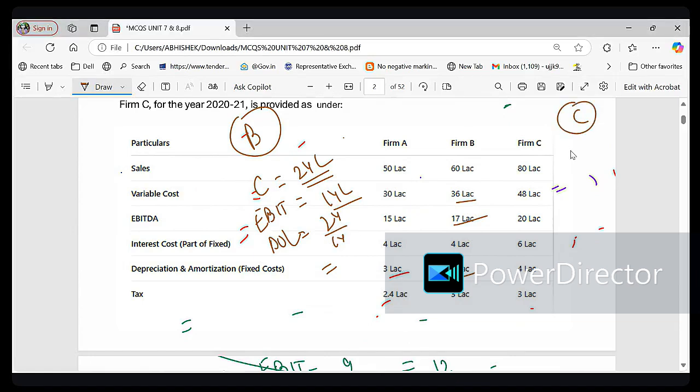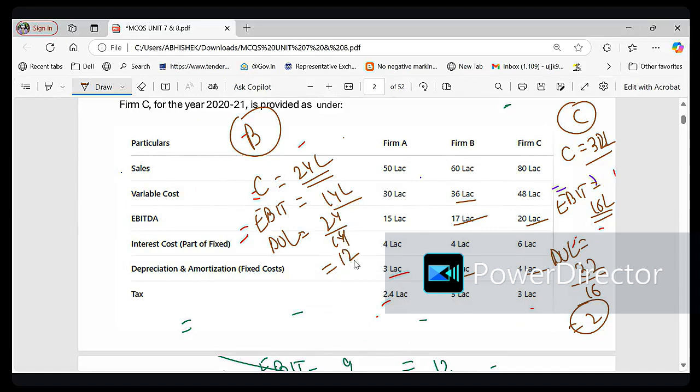Similarly, if you calculate for C, contribution is sales minus variable cost, so it is 32 lakh. Contribution is 32 lakh for company C, and EBIT is EBITDA minus depreciation, so 20 lakh minus 4 lakh, which is 16 lakh. So DOL for firm C is 32 lakh upon 16 lakh, which is equal to 2. For firm C I am getting 2. What about firm B?